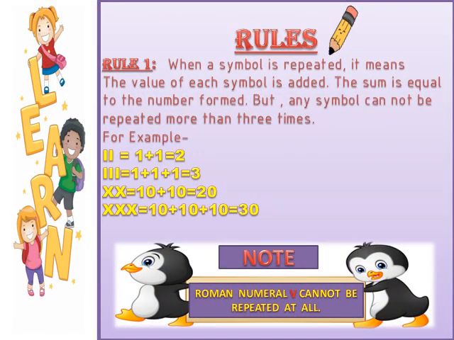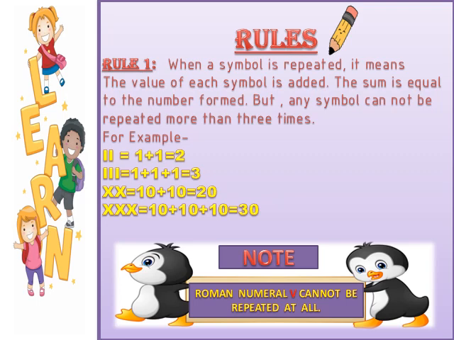Let's discuss the rules. Rule 1. When a symbol is repeated, it means the value of each symbol is added. The sum is equal to the number formed. But any symbol cannot be repeated more than 3 times. For example, what does double I mean? As you know, I stands for 1. So double I means 1 plus 1, 2. And triple I means 1 plus 1 plus 1 is equal to 3.